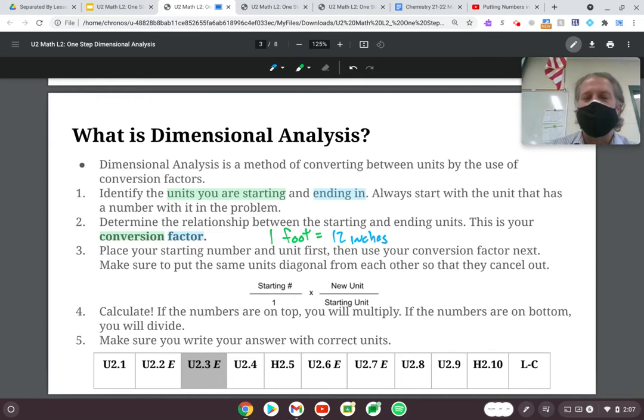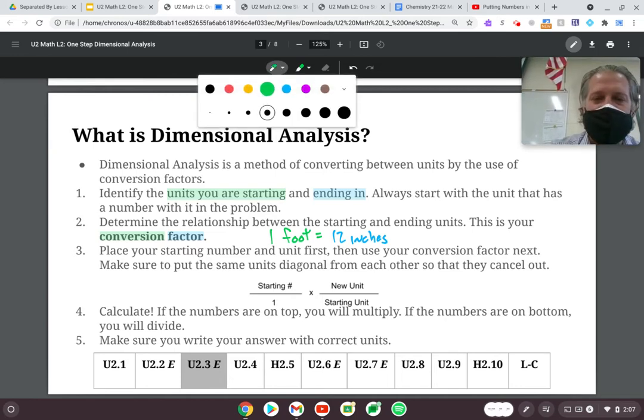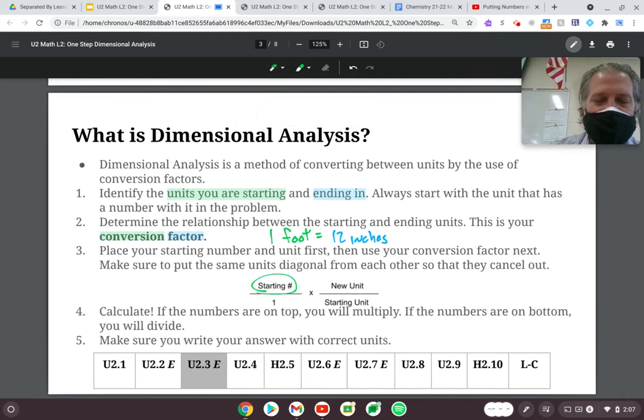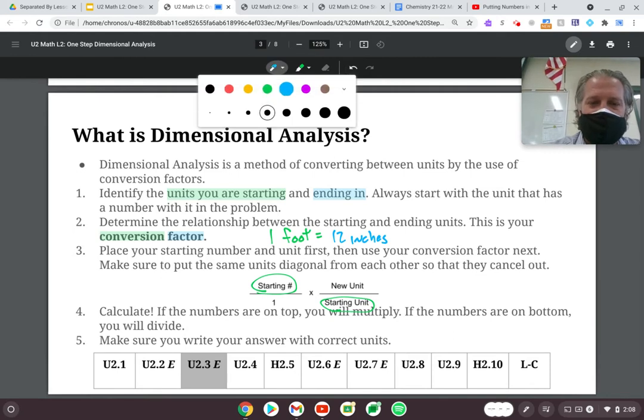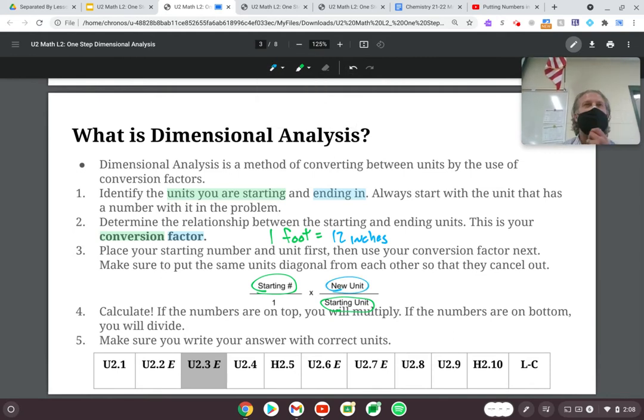So when we go through and do problems with dimensional analysis, we take our starting number and its unit, we put it over 1, and then we take our starting unit in the conversion factor and put it on the bottom. We then take our new unit and put it on the top, and that allows us to mathematically represent how we got from, say, foot to inches in the example.